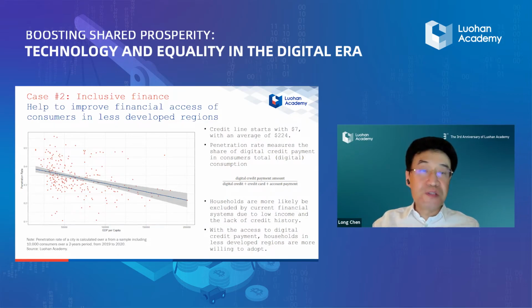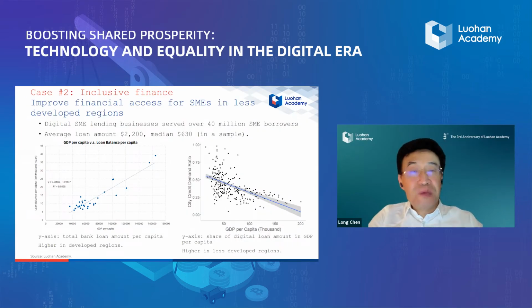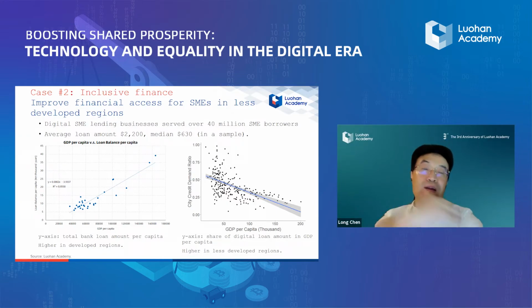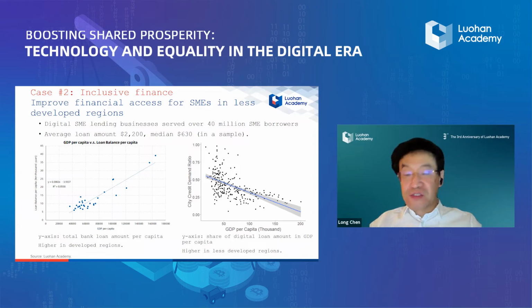That's for the consumers. And this is a fascinating picture. Look at this for small business loans. On the left panel is the bank loans. You can see that it goes up with the income, but on the right-hand side, the small business loans go down with the income, because affordable technology fills in the gap here.